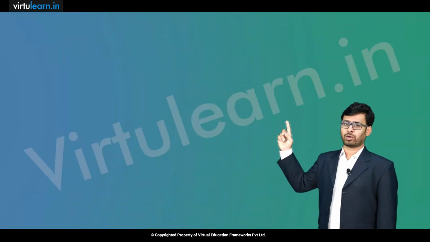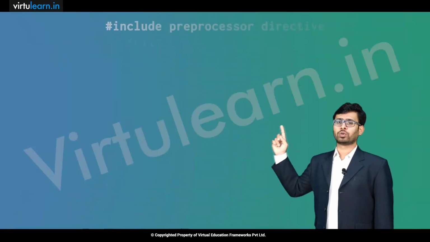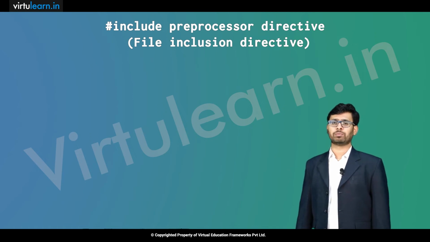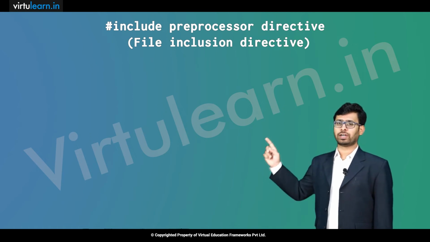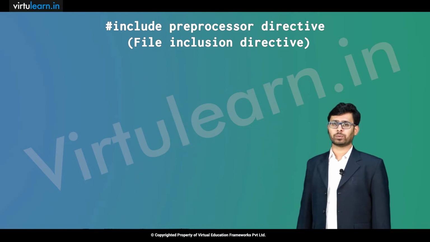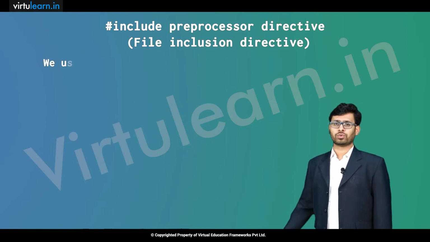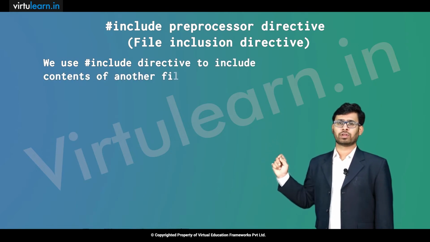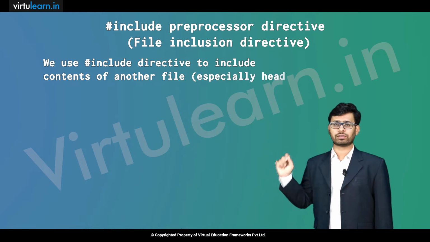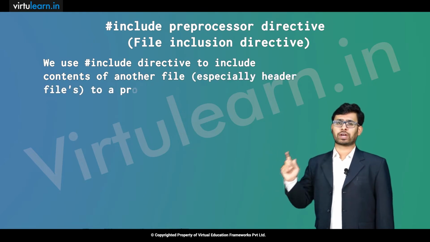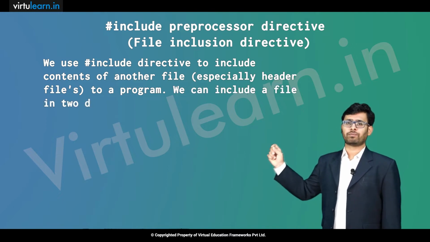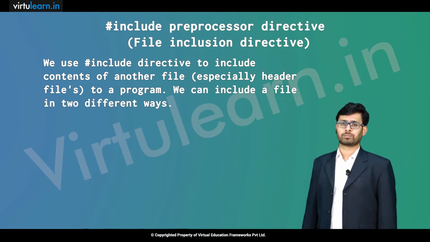So coming to the next topic, the #include preprocessor directive, which is also called the file inclusion directive. We use the #include directive to include the contents of another file, especially header files, in a program. We can include a file in two different ways.